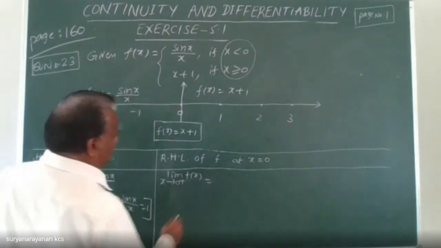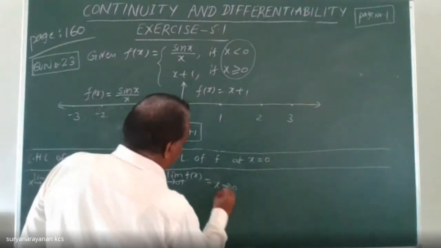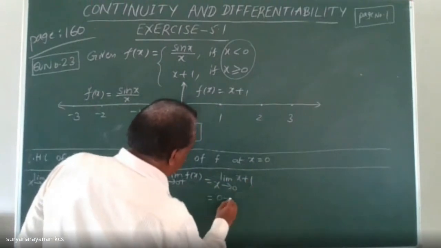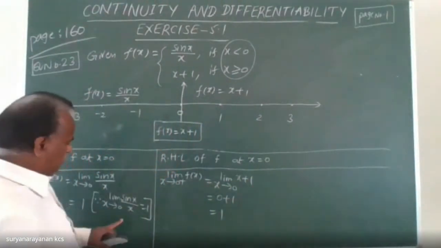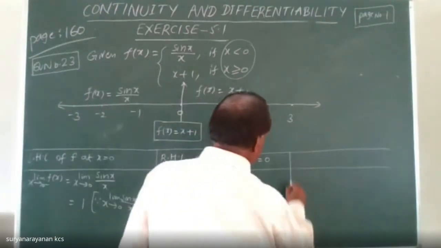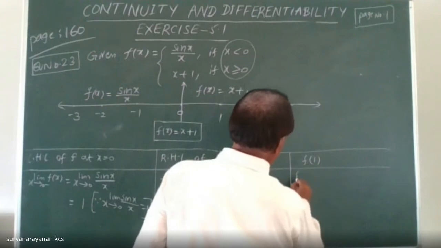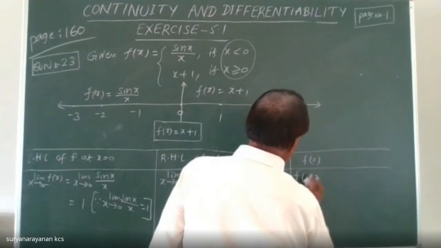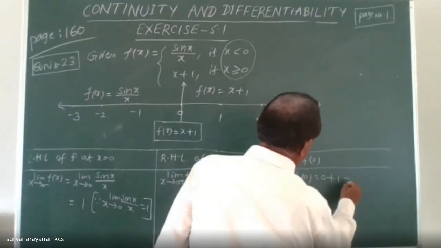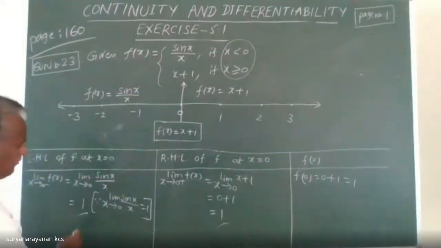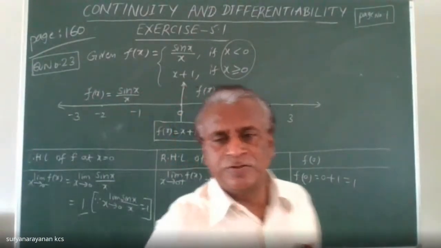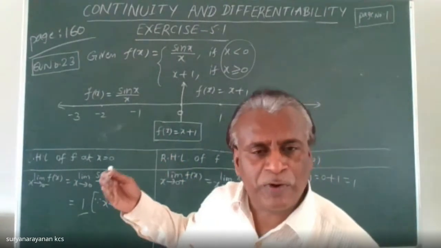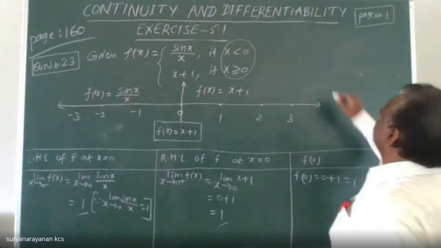As x tends to 0 plus, f of x. What is f of x here? X plus 1. So 0 plus 1, that is equal to 1. So both are equal. Let us find f of 0. All these three values are equal. So it is continuous for all real numbers. There is no point of discontinuity.